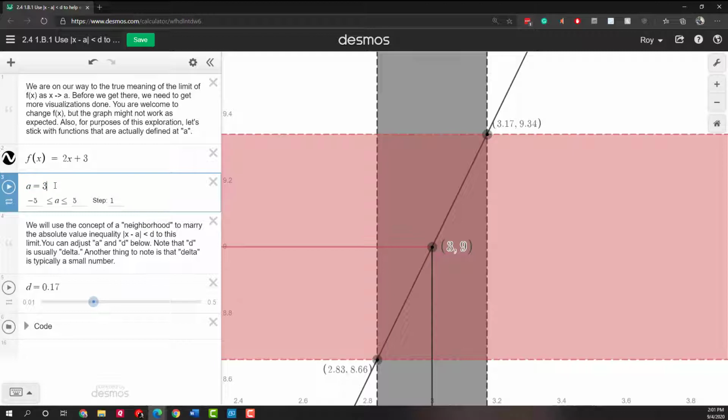Our function need not actually exist at 3, or if it does exist at 3, it could be a hole in our graph at 3 and be defined somewhere else. That's perfectly fine. Limits do not care about what the value is at a. They care about what the value of the function is near to a. And so to demonstrate that, I just have one other animation here.